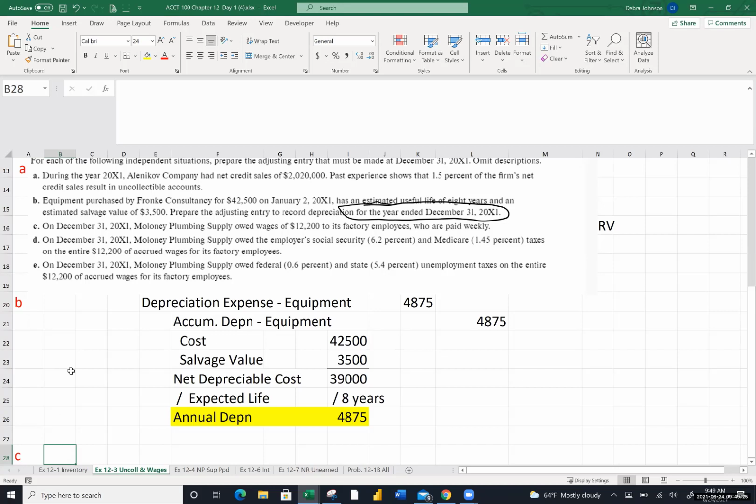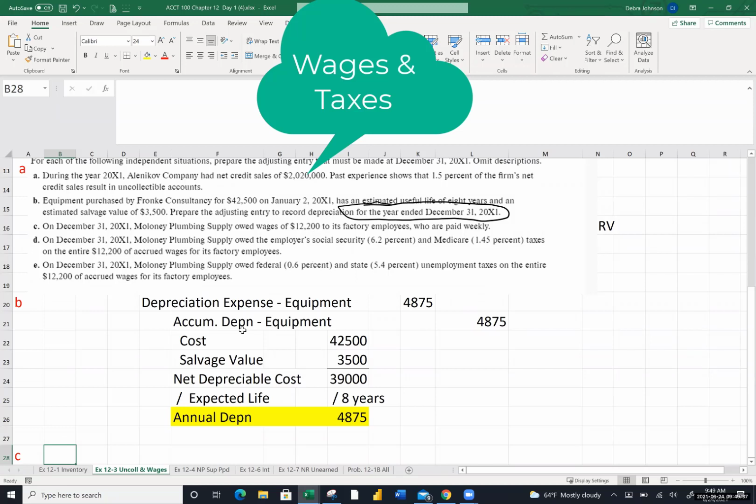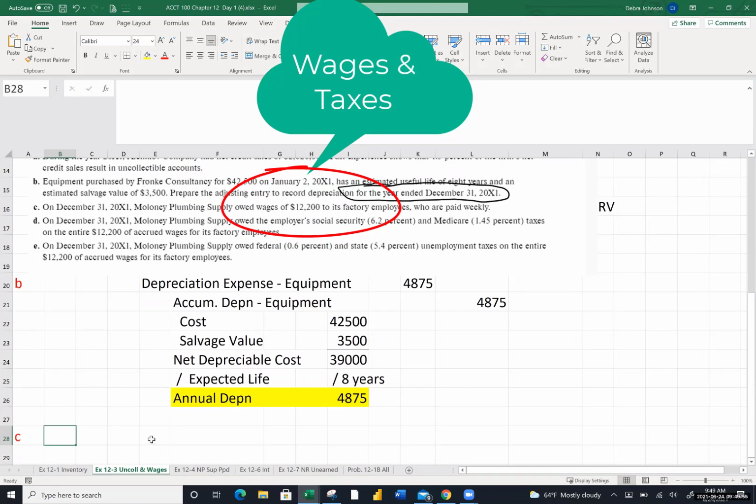Okay, then C says, on December 31st, Maloney, who is another accounting instructor, owed wages of $12,200 to its factory employees. Okay, so GAAP says you got to record revenues and all the related expenses in the same period. They didn't tell us how they calculated it. They made it easy. They just said, hey, you owe $12,200 to your employees. Okay, great. We need to put that expense on the books.